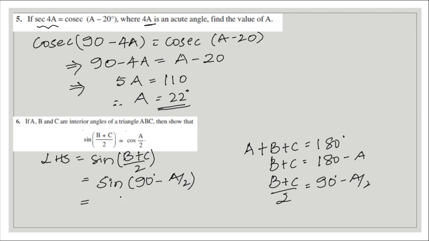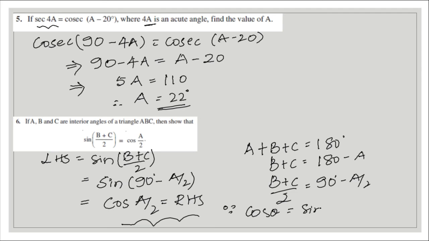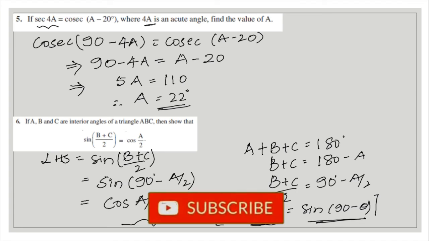Whenever we have sine 90 minus theta, it is the same as cos theta. So it becomes cos of A by 2. This is nothing but the right hand side. The reason is cos theta is sine of 90 minus theta. So when sine of 90 minus theta is there, I can write it as cos theta. Hence proved.